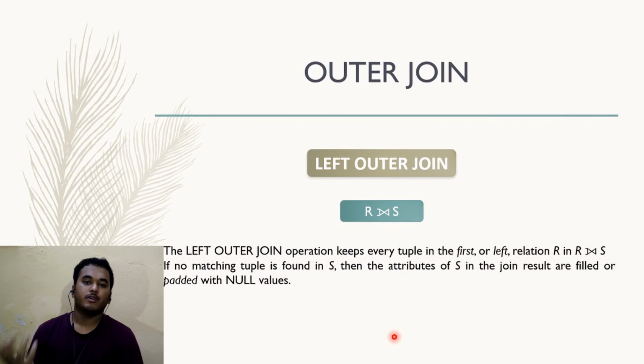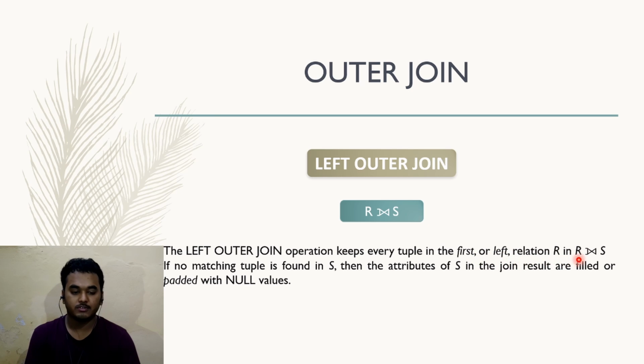Now we move on to outer join. The first topic in outer join is left outer join. Left outer join is represented by this symbol. This operation keeps every tuple in the first, or left, relation R in the expression R left outer join S. If there is no matching tuple found in S, then the attributes of S in the join result are filled with padded or null values.